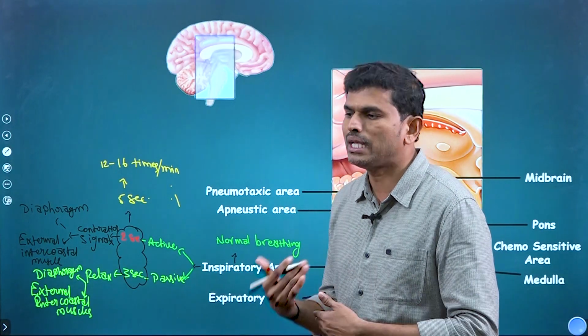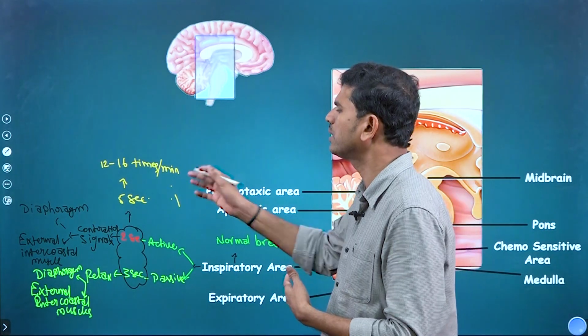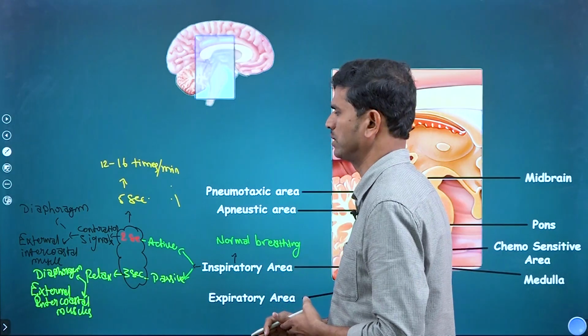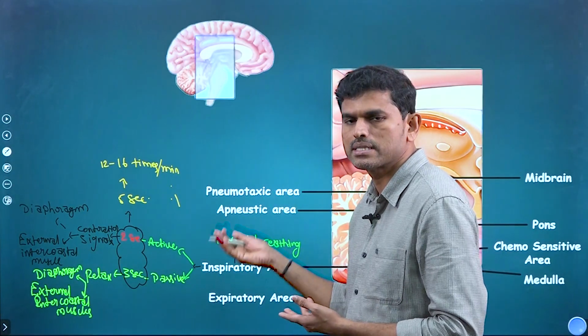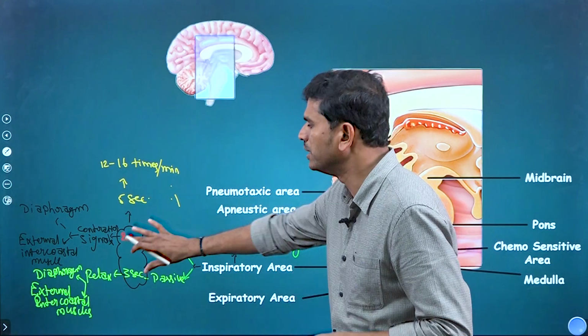If it is heavy exercise, while we are running or sprinting, then in different conditions these change. In diseased persons also these cycles will change. So this is the normal breathing process.